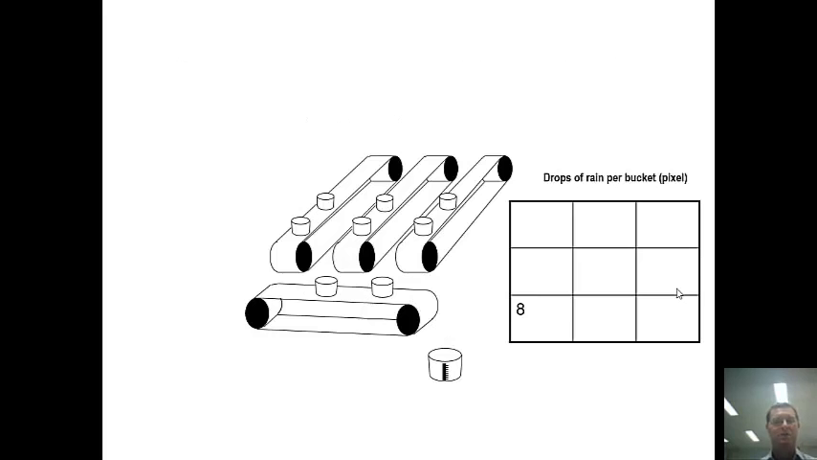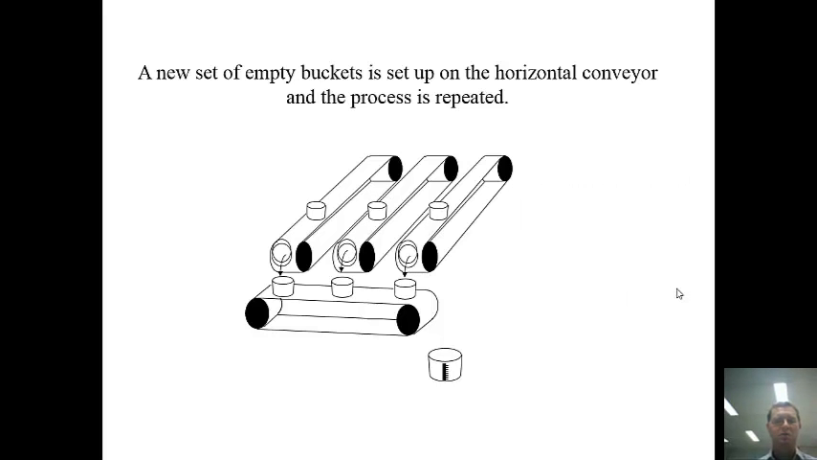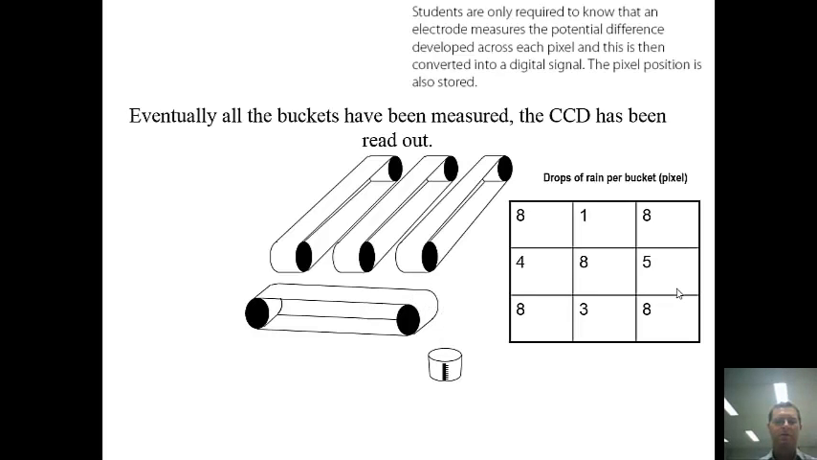I go through the process. Let's say the number was 8. I carry on this process, building up information, until eventually I recognize that I have a breakdown of exactly how many photons fell on every single pixel.